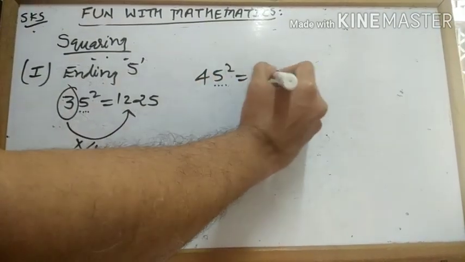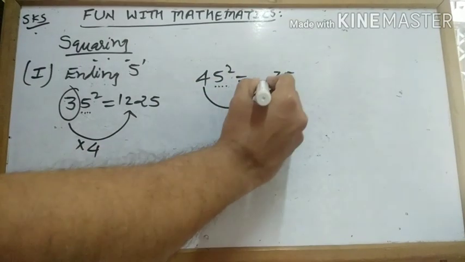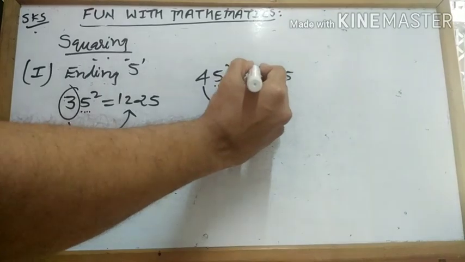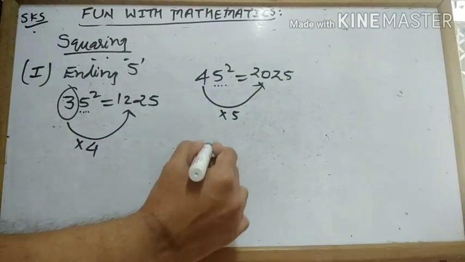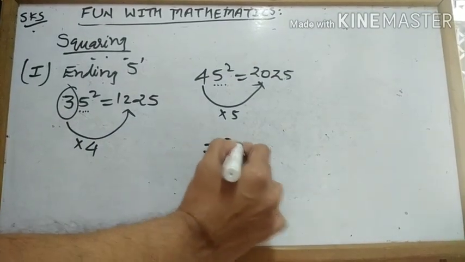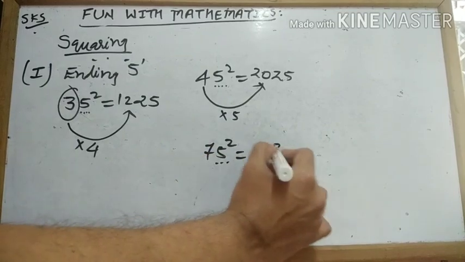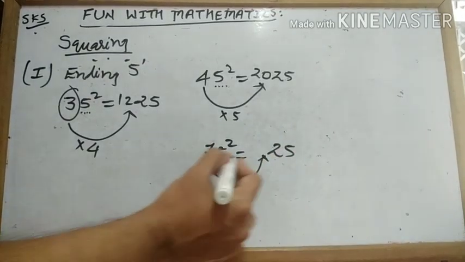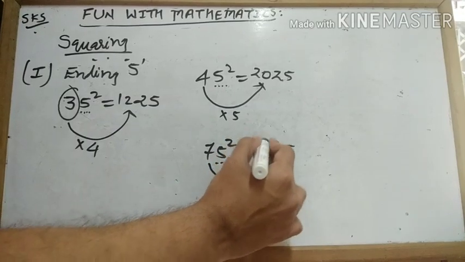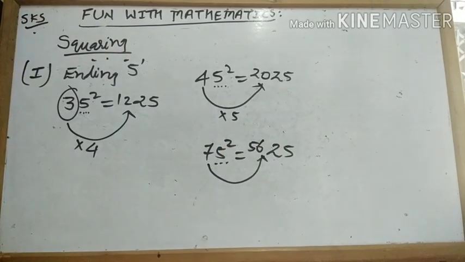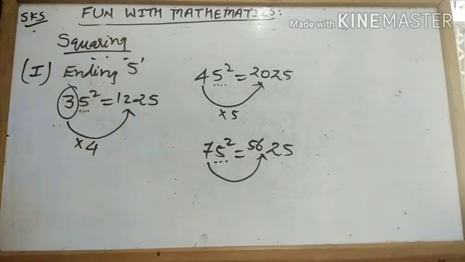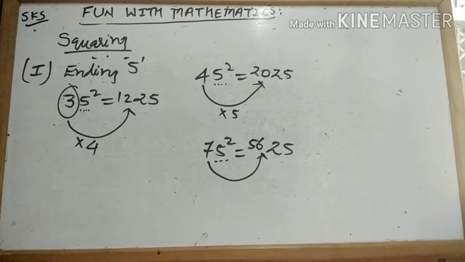Then I will take 25 first. For 4, after 4 the counting number is 5, so 4 fives are 20. So 2025. If somebody asks me 75 square, then as 5 square is 25, for 7, after 7 the counting number is 8, so 7 eights are 56. So 5625. So this is the first squaring technique. When a number ends with 5, you can simply calculate this mentally without going into the rough work column.